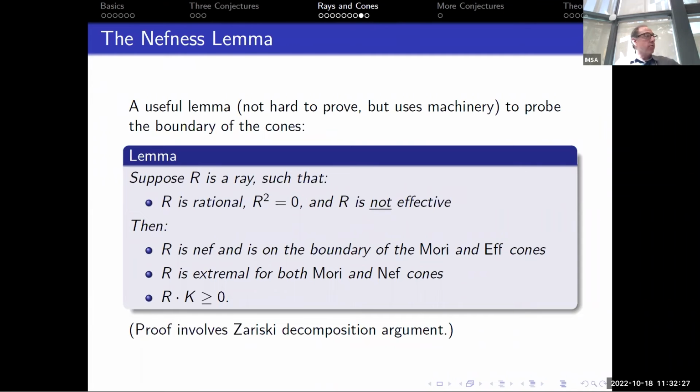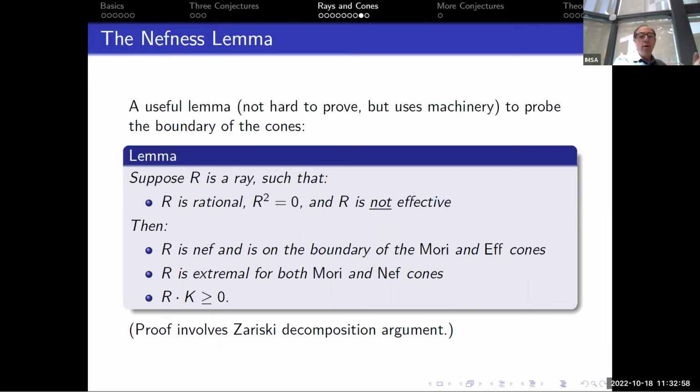Suppose you have a ray, which is a rational ray, so there is an integer vector in that ray somewhere. Its square is 0, so it's on the boundary of the Q cone, and it's not effective. Then it's Nef. It's on the boundary of the Mori cone, it's on the boundary of the effective cone, and it's an extremal ray. It cannot be written as a sum of other rays. And it's on the positive part of K as well.